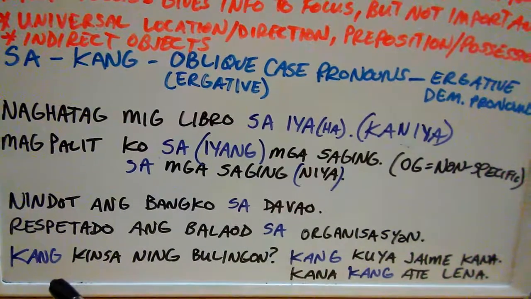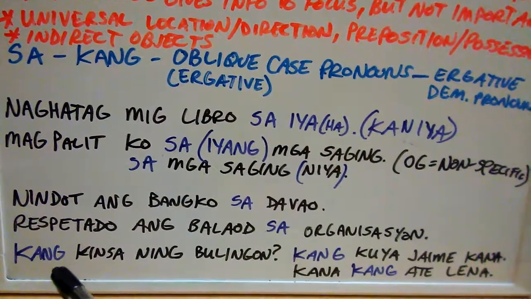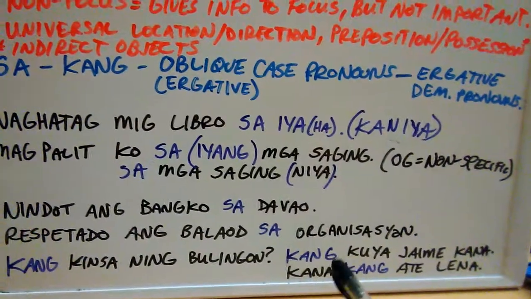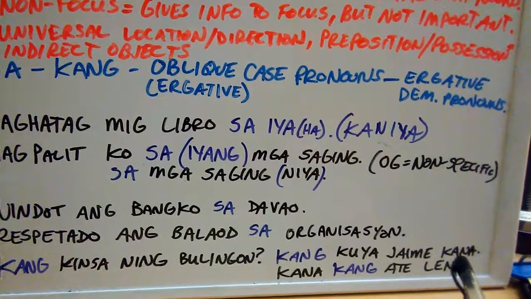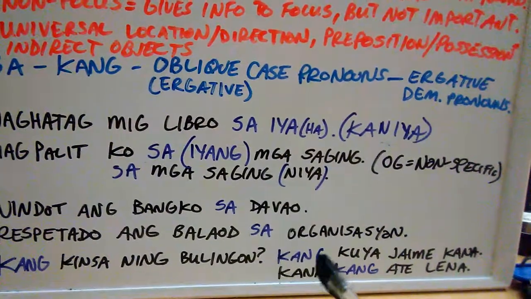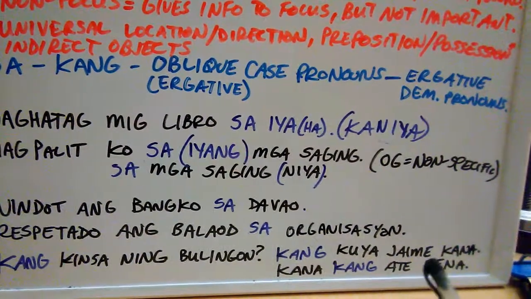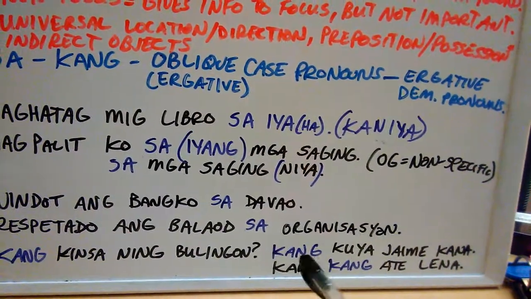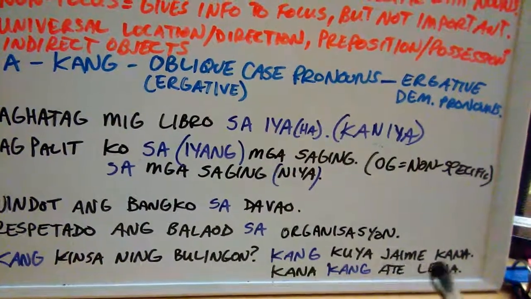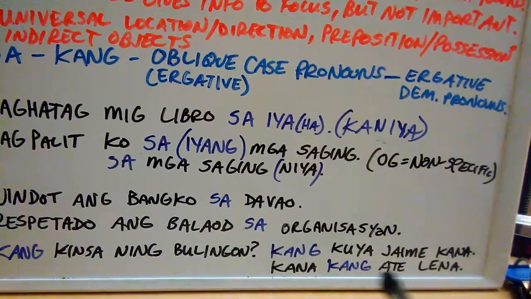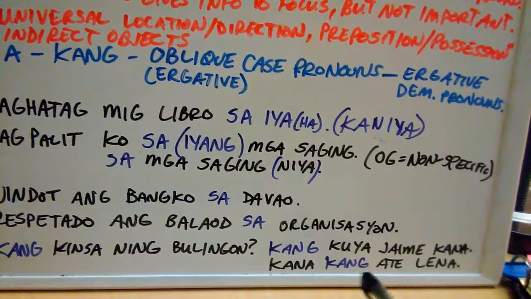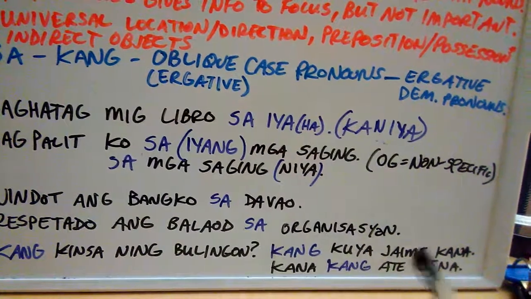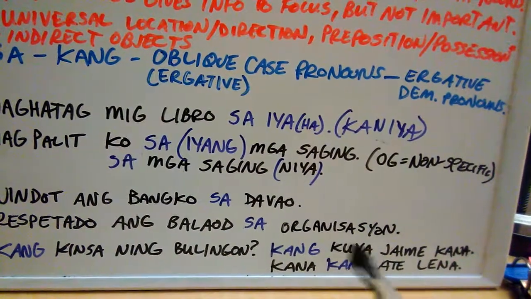This is marking for who specifically, and we need to know a name, a proper noun, because kang kinsa, we need to know, all right? And the answer is, oh, kang kuya Jaime kana. So kana, again, we already know is marking the absolutive, so we know it's kang kuya Jaime. So that's his. Those, or that, I guess, that is kuya Jaime's. Again, word order, you can change it around as long as the marking stays the same. Kana kang Ate Lena. Kana kang Ate Lena. That's for Ate Lena. Kang kuya, for that, that is kuya Jaime. Kang kuya Jaime, for that.